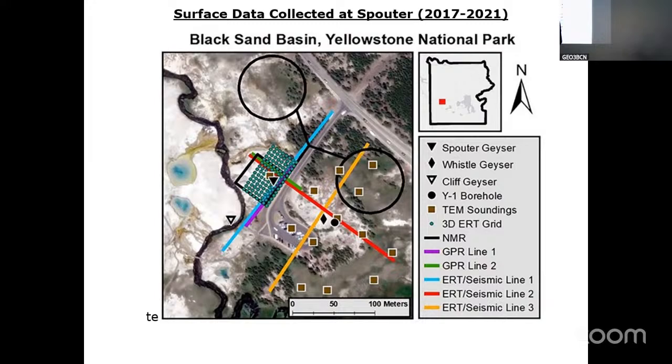We ran electric resistivity tomography lines, DC resistivity lines along this profile, and this profile. We also did refraction seismic on those 3. And we also did GPR, and then these bigger black lines represent NMR, surface NMR that we recorded here.